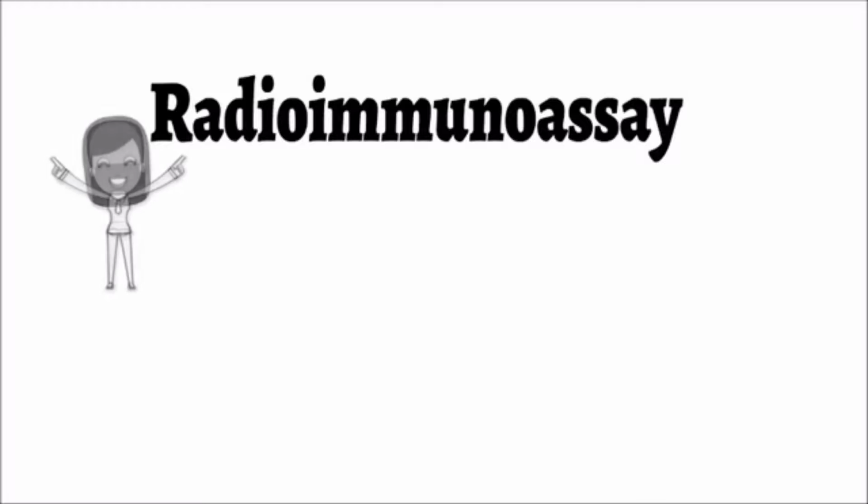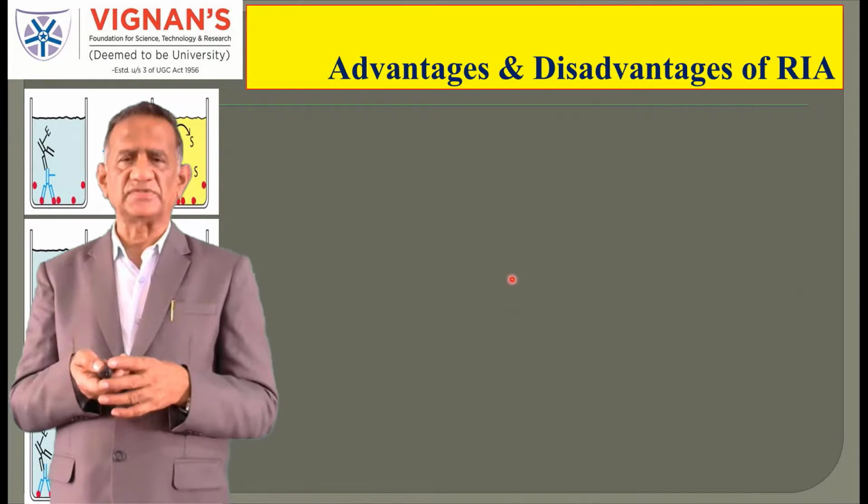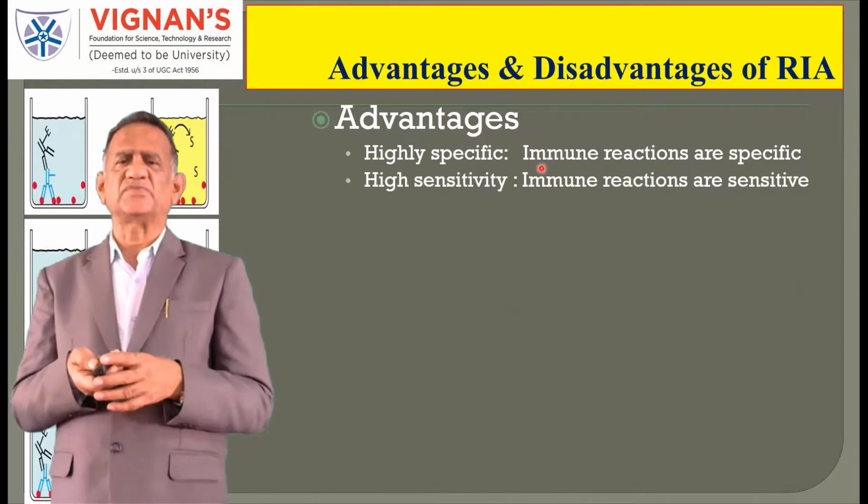So in this way, radioimmunoassay is used to determine the concentration of unknown antigen. Okay, so what are the advantages and disadvantages of radioimmunoassay? So it is highly specific.